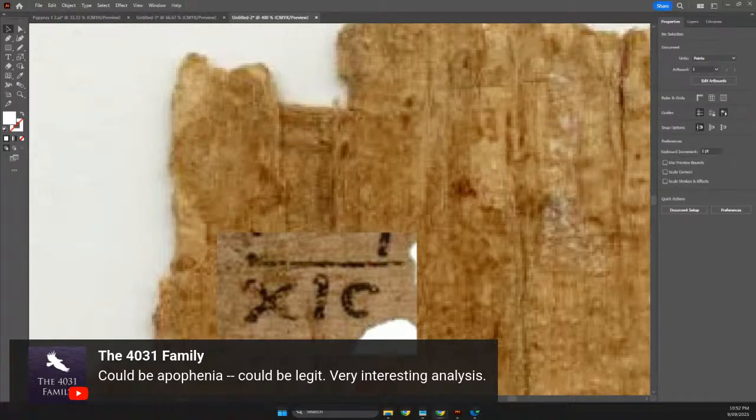I'm going to share this on a few other critical text forums online and just see. I'll try and get maybe Peter Gurry and maybe even Mark Ward or Dan Wallace to have a look at this.